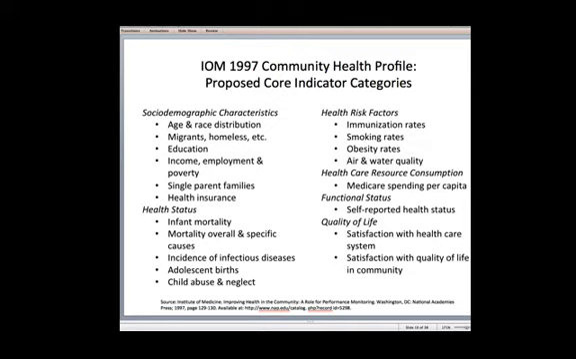Functional status is sort of a counterpart to health status, just in terms of how people feel like they are functioning, and self-reported health status is an example of this. Then finally, the last category, quality of life. So this might be, for example, how people in the community feel about their healthcare system. Are they satisfied with it? And are they satisfied with the quality of life in the community itself?